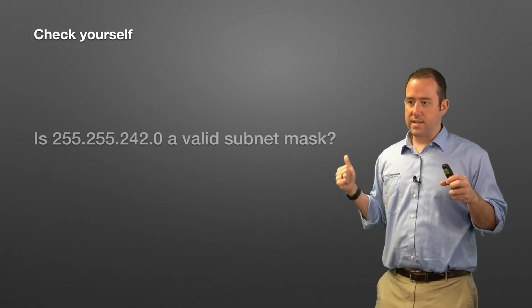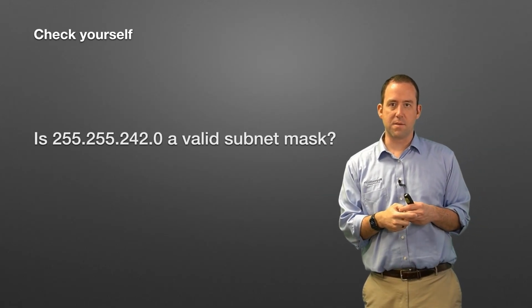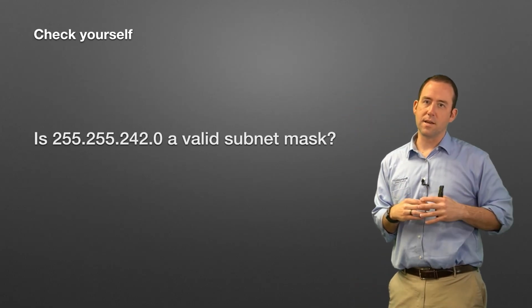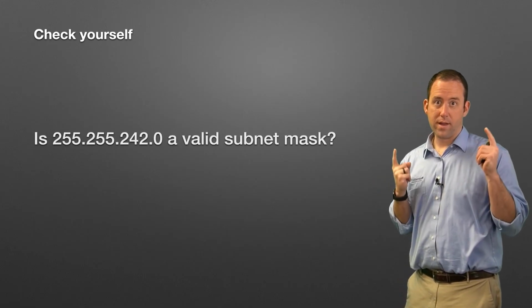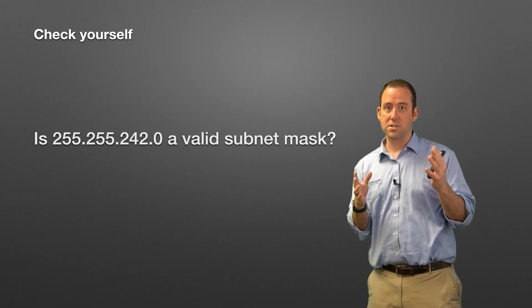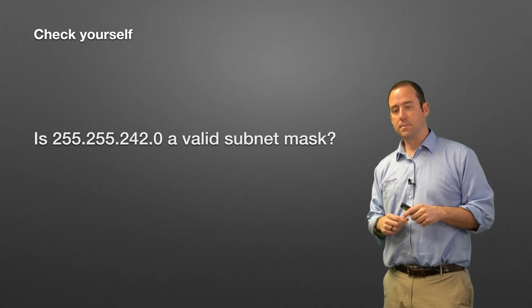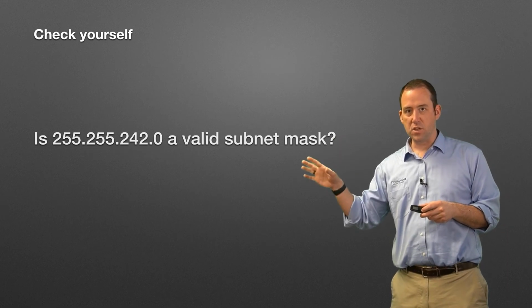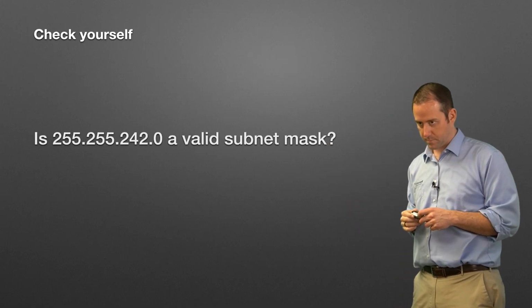So before we wrap up, check yourself. Is 255.255.242 a valid subnet mask? You might need to go back and look at that table of valid numbers to see in a subnet mask. The answer is no, it's not. I don't usually give the answers in the check yourself, but I think it's important here. So no, it is not. 240 is a valid number, 252 is a valid number, but 242 is not.